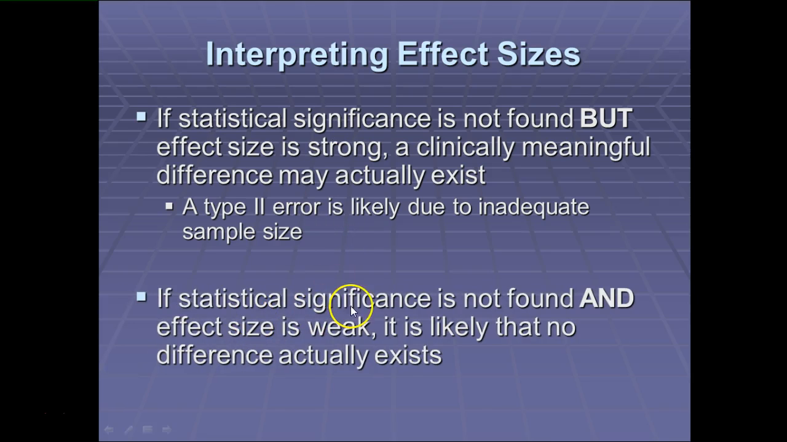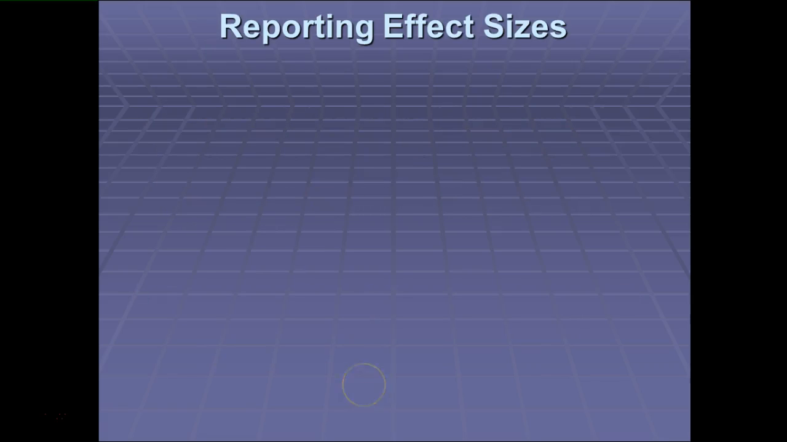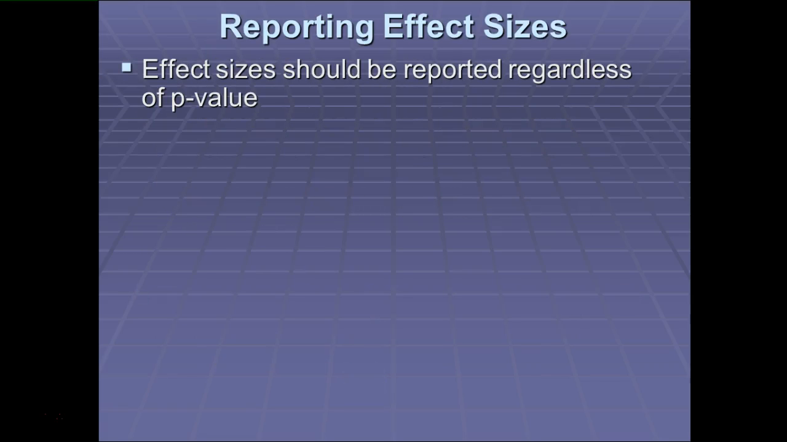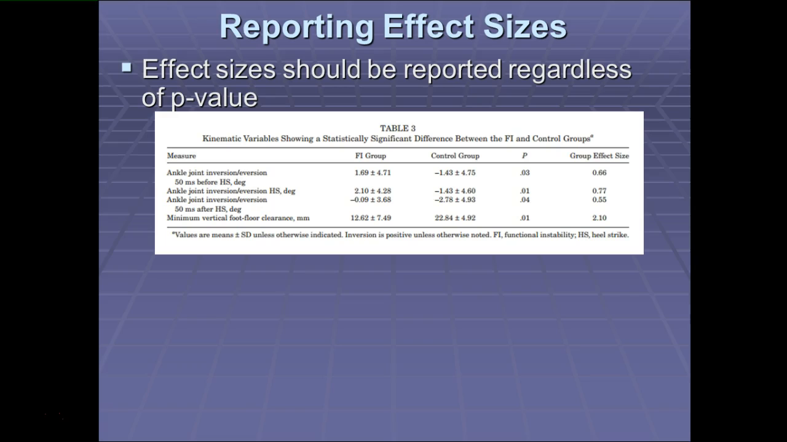What if statistical significance is not found and the effect size is weak? Well, that is straightforward as well. That probably means that intervention or treatment would not be a good tool to use in your clinical practice. Effect sizes should be reported regardless of p-value. A lot of journals really don't care whether you have a p-value or not. What they are starting to care about is whether or not effect sizes are being reported.